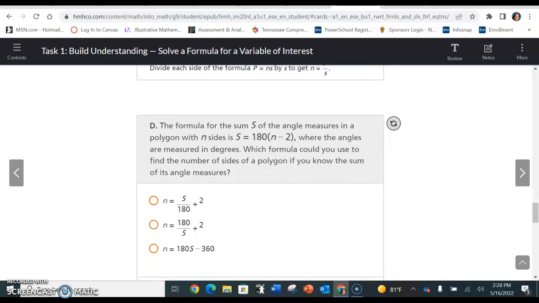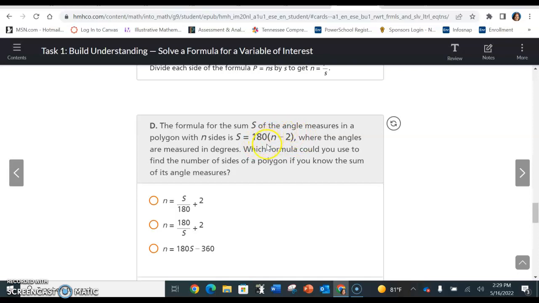It says the formula for the sum S of the angle measures in a polygon with n sides is S equals 180 times n minus 2, where the angle measures are in degrees. Which formula could you use to find the number of sides of a polygon if you know the sum of its angle measures? So here we're solving for n. We're given S equals 180 times n minus 2. If we're trying to solve for n, the first thing we have to do is get rid of everything else besides the n. We just have to move it all to the other side to solve.